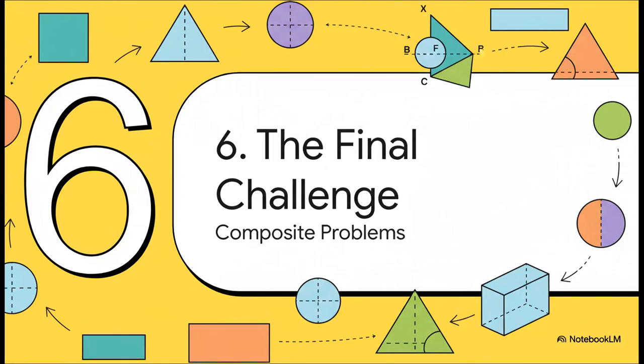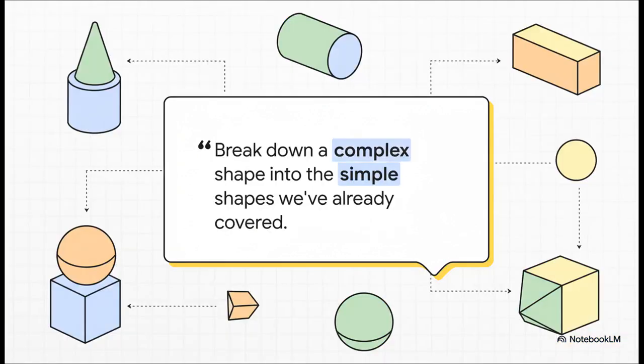Okay, so we've built our toolkit. We've got tools for 2D shapes, 3D shapes, and literally any triangle they can throw at us. The final step, the final challenge, is learning how to combine them. Because the toughest exam questions love to give you these complex composite shapes made of several simple ones all stuck together. This right here is the most important thing to remember.